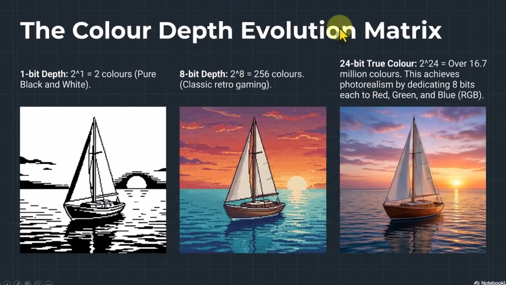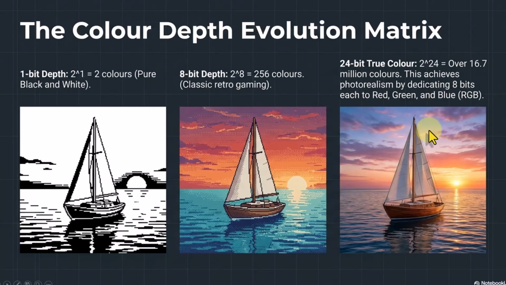And the color depth evolution matrix, see here, this is a 1-bit color depth, or bit depth. Each pixel is shown with 1 bit, so you have either black or white. So you can have a picture like that. With 8-bit depth, 2 to the power of 8, there are 256 different colors. Classic retro games or things like that had 8 bits for each pixel. So you can have a picture like this, with 256 different colors.